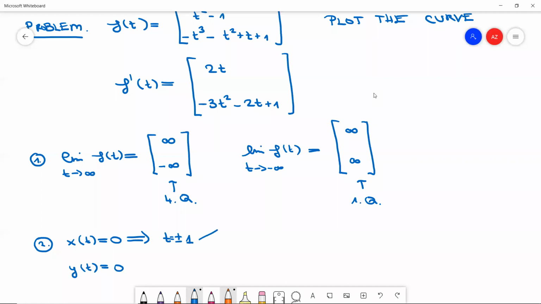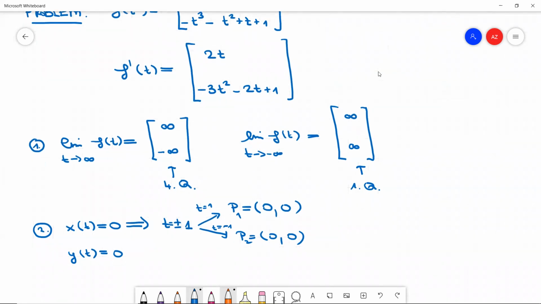So if t is 1, the first coordinate is 0, and if we plug t into the second coordinate, we also get 0. Let me check. Minus 1 is minus 2, plus 1, yeah, it's 0. And when we plug in minus 1, the second coordinate is plus 1, minus 1, then 0, and minus 1, 1. Again, we get 0. So in both cases, with the parameter t equal to plus minus 1, we get the origin of the coordinate system.